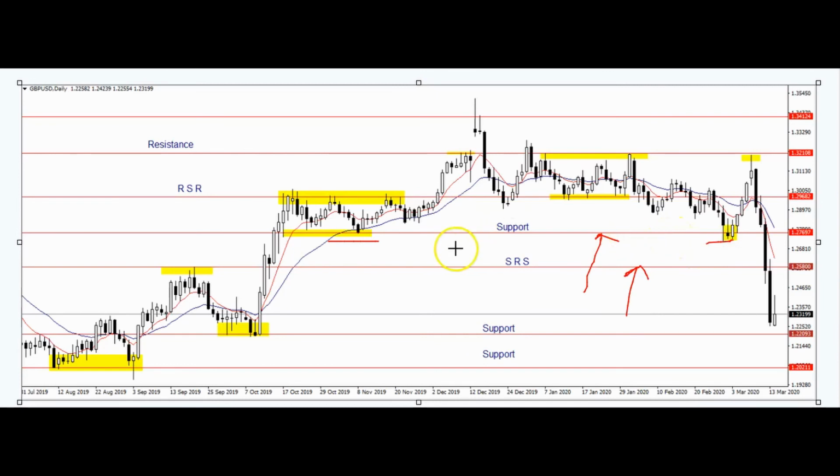As long as price stays below this area, this 127697, then my bias is bearish, and we will target, depending on our entry of course, where we are able to enter the market, our obvious first target will be around this 122093 support area, or even lower. But of course, that's a wait and see game.